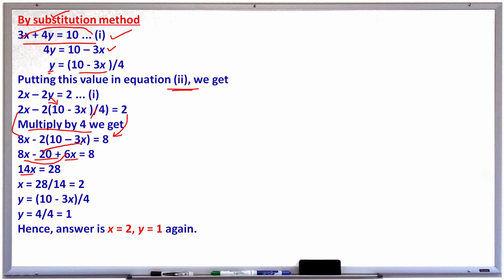Minus 20 you can bring to the right hand side, it will become plus 20, so 20 plus 8 makes 28. So 14x is equal to 28, therefore x is equal to 2. So y is equal to (10 minus 3x) by 4, so y is equal to 4 by 4, which is equal to 1. So x is equal to 2, y is equal to 1. We are getting the same answer in the substitution method also.